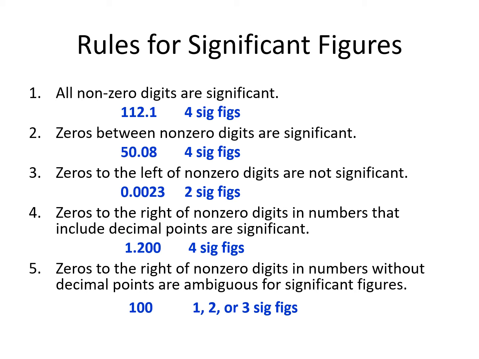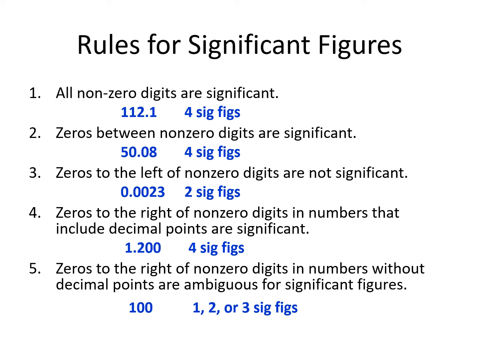Rule number 4 says that when there is a decimal point in the number, zeros to the right of non-zero digits are significant. For example, in the number 1.200, the zeros are after the 2, and there is a decimal point in the number, so the zeros are significant. Again, it doesn't matter where the decimal point is in the number, it just matters that it is in there somewhere. Rule number 5 says that when there is not a decimal point in the number, zeros to the right of non-zero digits are ambiguous. We don't know how many significant figures this type of number has.